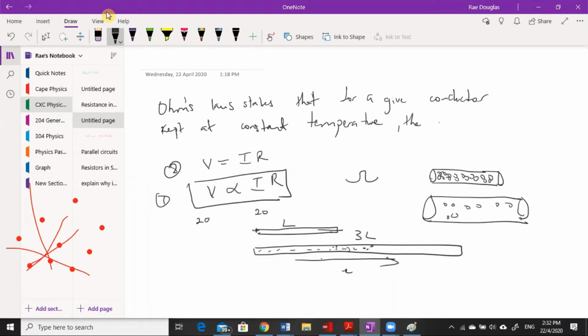But now that I have a bigger cross-sectional area, my atoms are more spread out. Good. And being more spread out means that the electrons now have more ease of flowing through the conductor. So we see that the cross-sectional area can have an impact on the rate at which the electrons are flowing through.